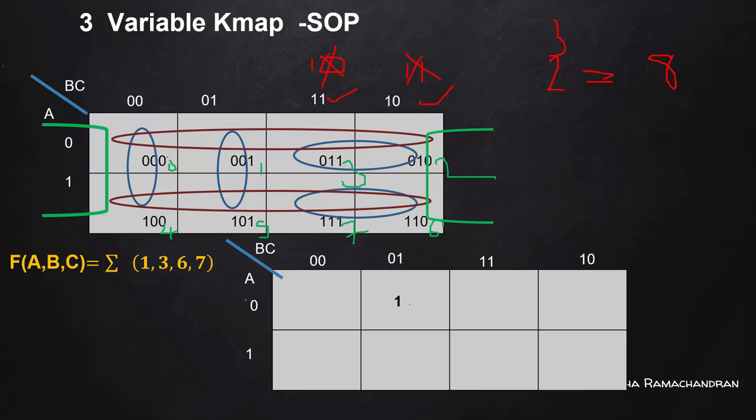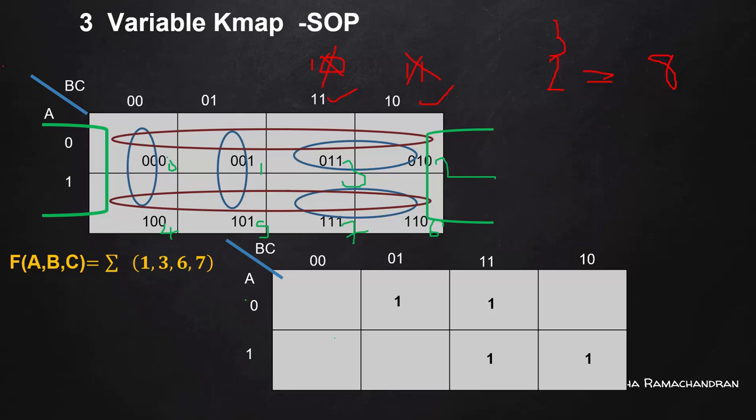So mark 1 here, because we are dealing with the SOP form. So we need the input combinations whose output value equals 1. So mark 1 here. And here it is given 3 next. 3 is represented by this cell. So mark 1 here. Next is 6. 6 is marked by this particular cell. And 7 is represented by this particular cell. So mark 1 here.